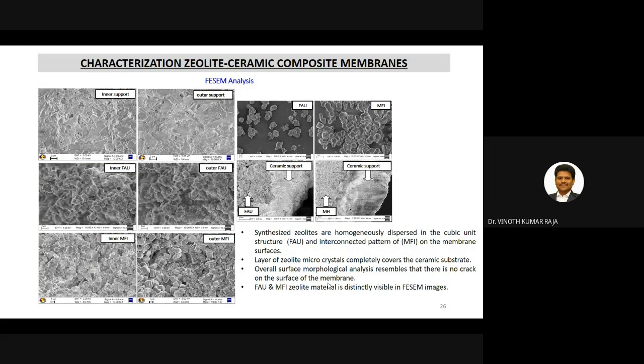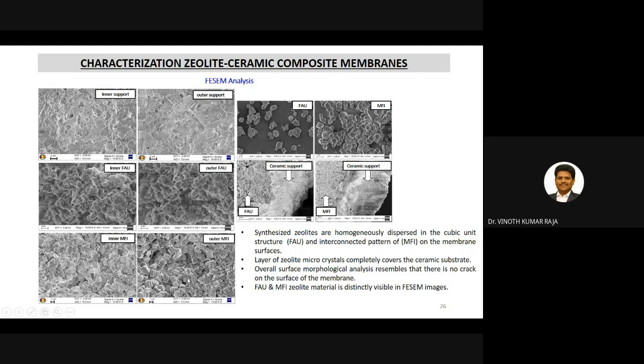Here you can see the FESEM analysis we have carried out for the inner and outer support. This figure we have seen very early also, that is a smooth and flawless surface we have obtained. That is the support material. So you can see here after coating with the FAU zeolite, these are the FAU particles, and after coating with the FAU zeolite, you can see the surface of the membrane, and after coating of MFI zeolite, interconnected particles are present in the MFI zeolite.